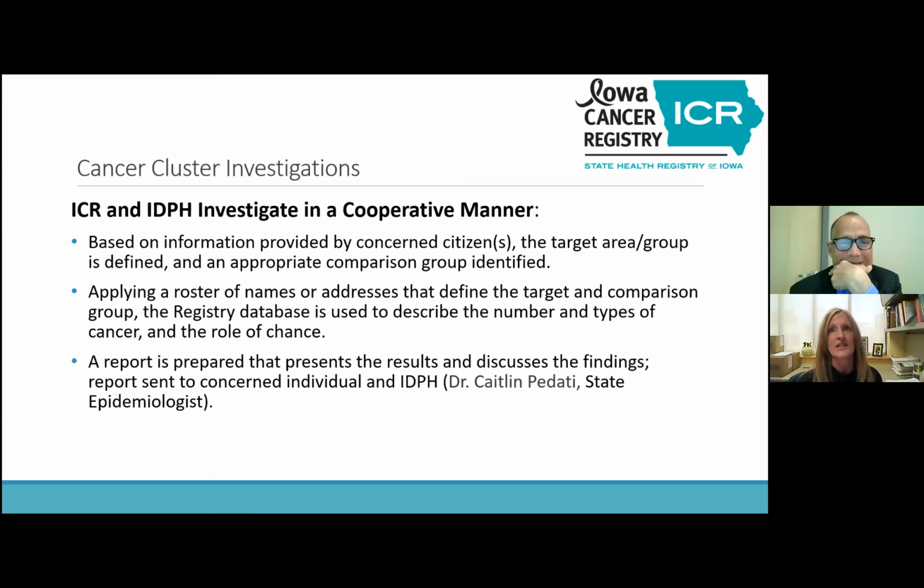So I just kind of wanted to go through how these cancer cluster investigations are carried out in the state. The Iowa Cancer Registry works with the Iowa Department of Public Health in a cooperative manner. The Iowa Cancer Registry works for the front end, basically, because we have the cancer data. But usually what happens is I either get a phone call or an email, or somebody contacts Dr. Lynch or the Iowa Department of Public Health, who will then contact us.